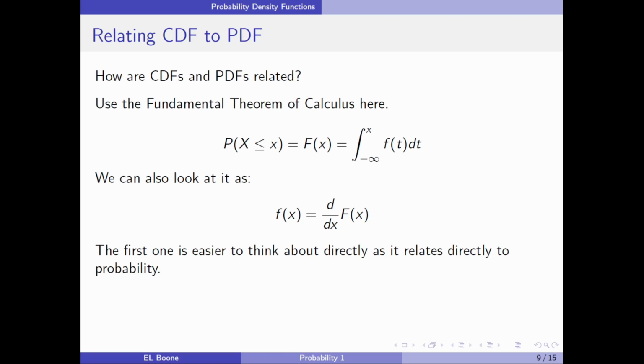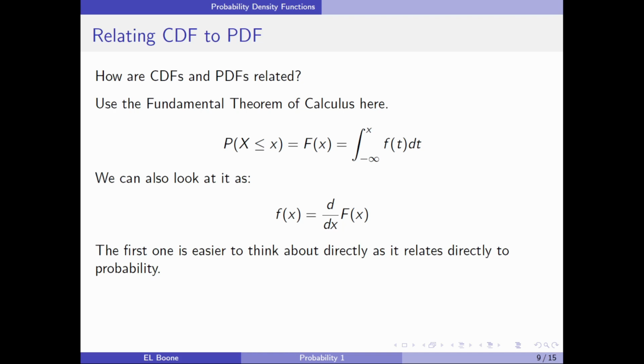Well, you can use the fundamental theorem of calculus, and if you're not familiar with it, here it is. The probability that our random variable is less than x is what our cumulative distribution function is. And it can be represented as the integral of f(t) dt from negative infinity to x. And you're like, well, that's really useful, you didn't tell me what f(t) is. Well, if we look below, we can see f(x) is simply the derivative of the cumulative distribution function.